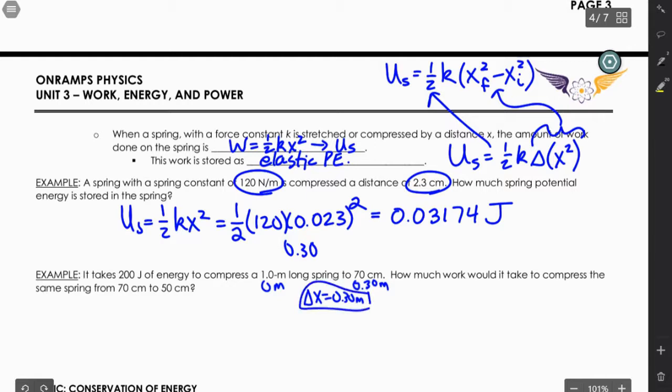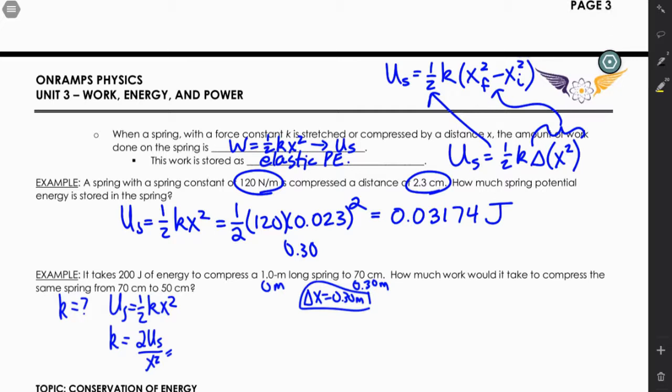And so the thing that we're missing for this spring is the spring constant, okay? We can't actually answer the question until we figure out what k is. And so we're going to say U sub S is 1/2 kx squared, and we're going to solve this for k. So it's going to be 2 U sub S over x squared, right? So 2 times the potential energy divided by that compressing or stretching distance squared. So it's going to be 2 times 200 joules divided by 0.30 squared. So it's going to give us a k value of 4,400 newtons per meter.